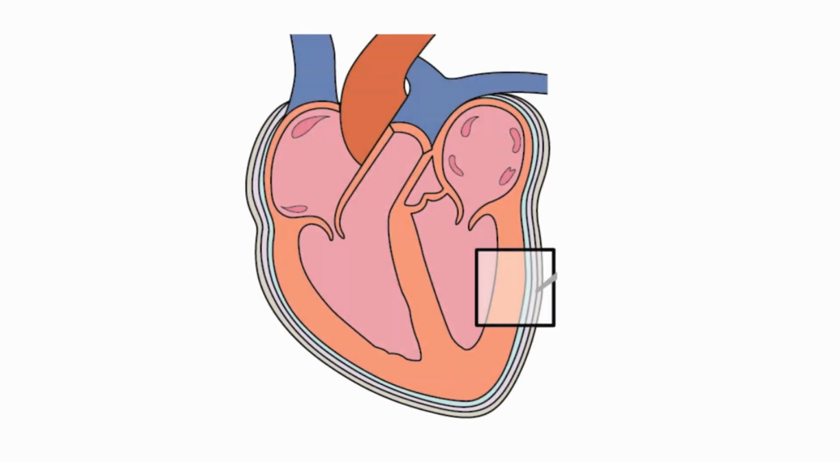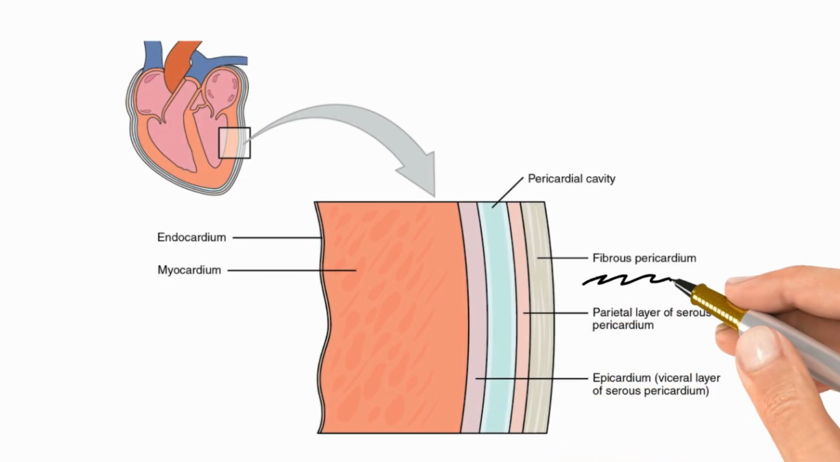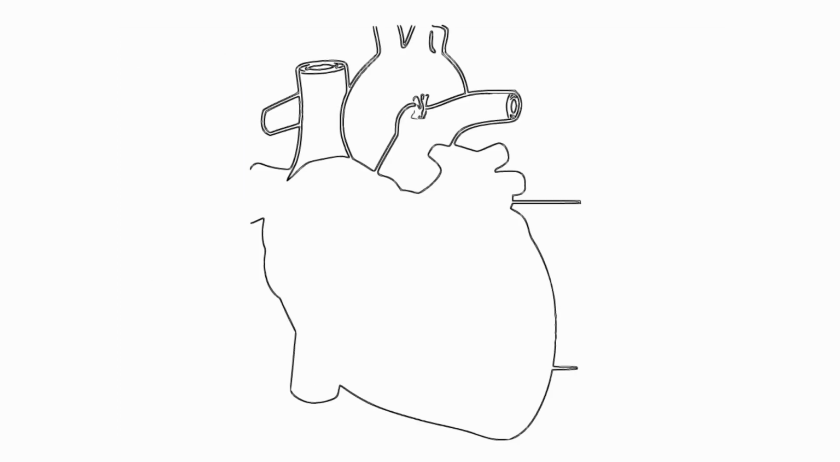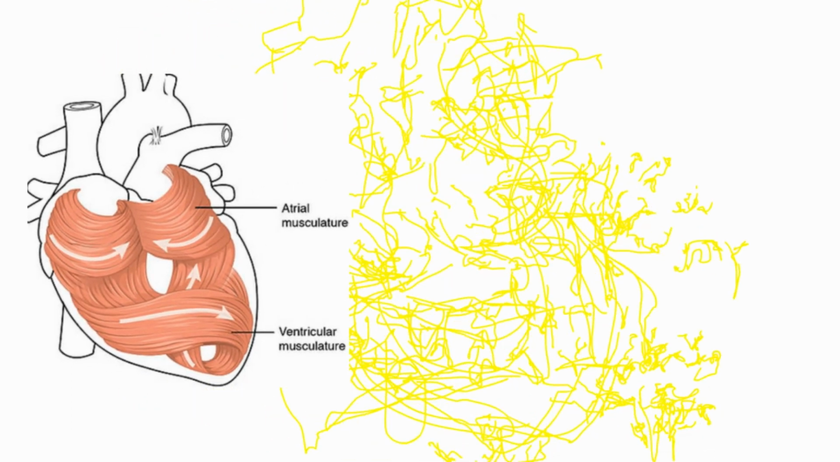You see, your heart has three important layers. The epicardium, which is the outer layer, the myocardium, which is the thick muscular layer, and the endocardium, which is the inner layer. In myocarditis, the middle muscular layer becomes inflamed.